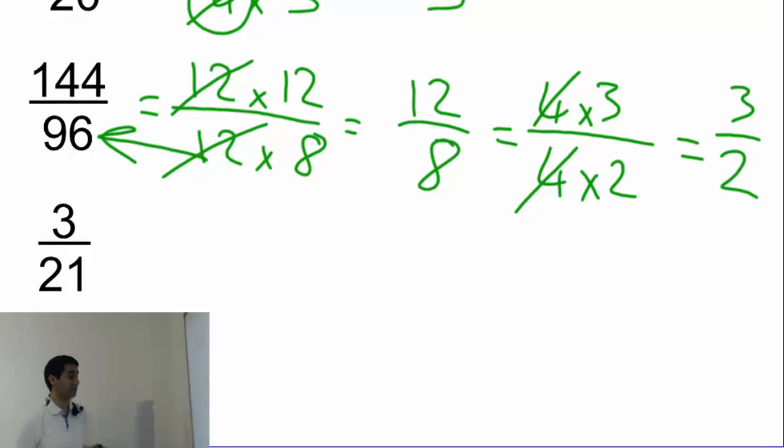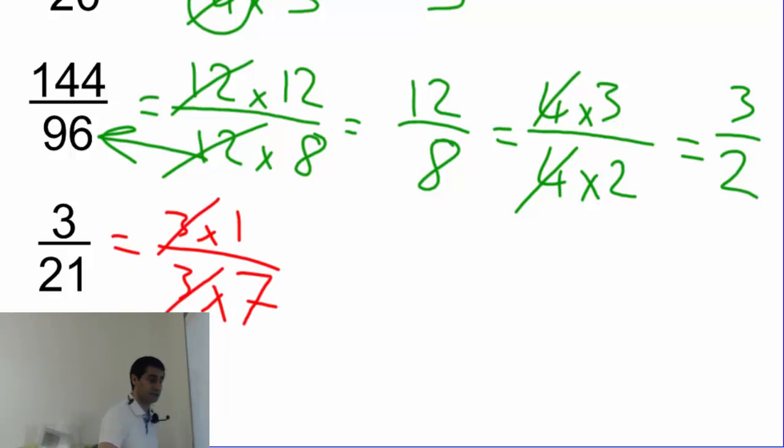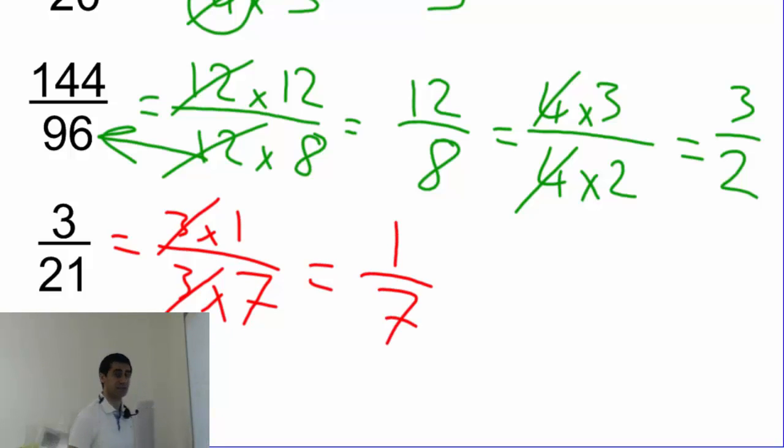Last two more examples. Let's change the color here. This is very straightforward. 3 times 1 divided by 3 times what gives me 21? 7. Cancel the 3s. You're going to have just 1 divided by 7.